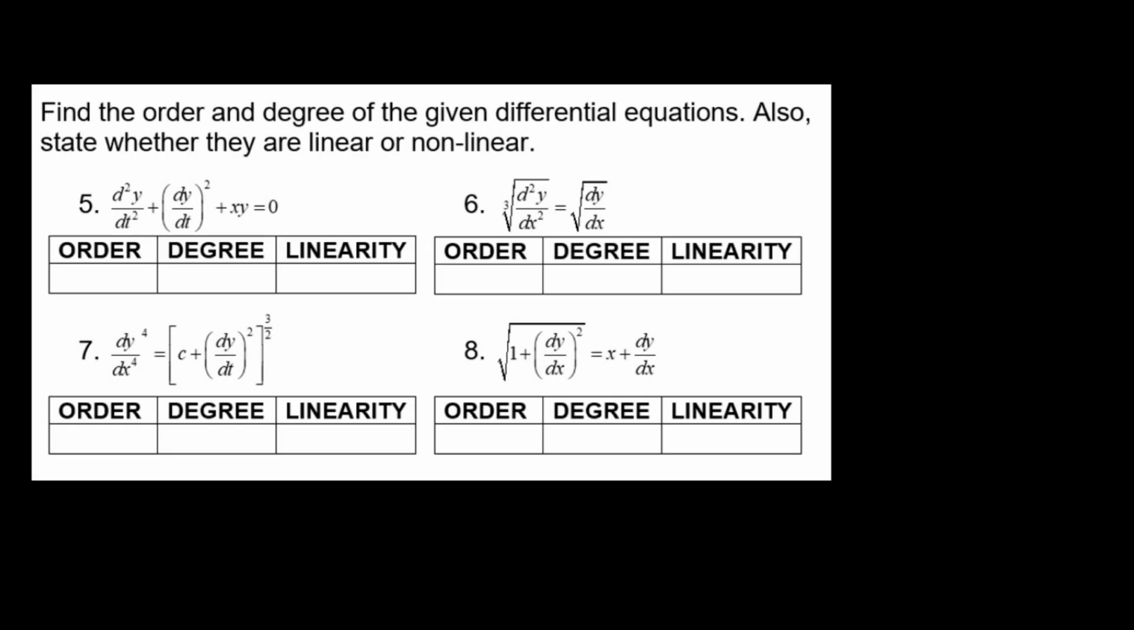Problem number 5. So here we have the second derivative of y with respect to t plus the first derivative of y with respect to t squared plus xy equals 0. When we look at this particular differential equation, we notice that the highest order differential coefficient is d squared y over dt squared. So that means the order is going to be equal to 2 and its degree is 1, so the degree will be equal to 1.